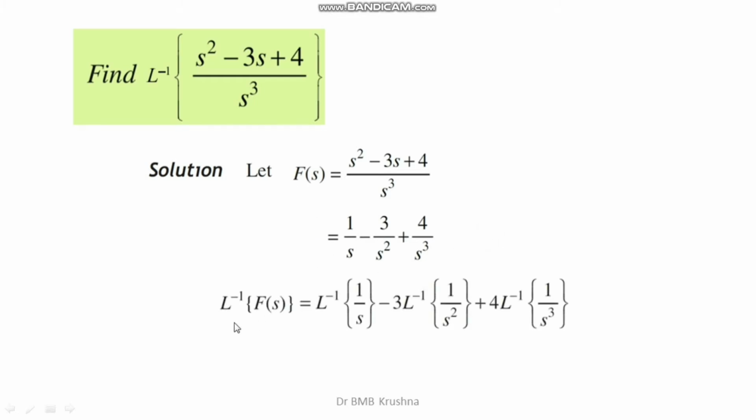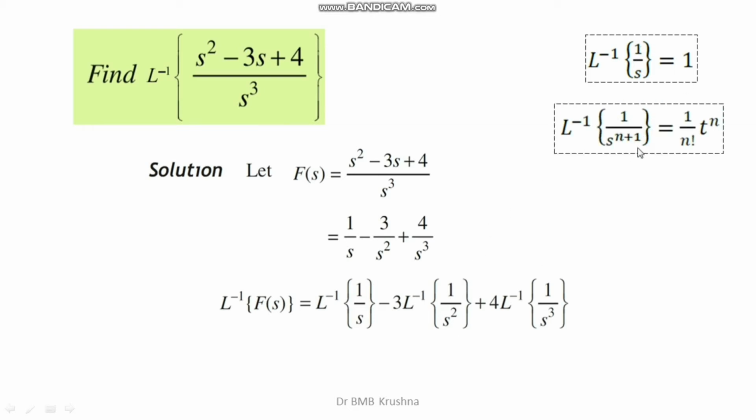L inverse of F(s) is L inverse of 1 by s, minus 3 constant according to linearity, L inverse of 1 by s square, plus 4 L inverse of 1 by s cube. We know that inverse Laplace transform of 1 by s is 1. Inverse Laplace transform of 1 by s power (n plus 1) is t power n by n factorial. So use these two formulae to evaluate these inverse Laplace transforms.